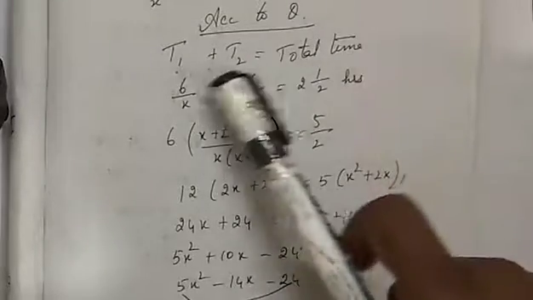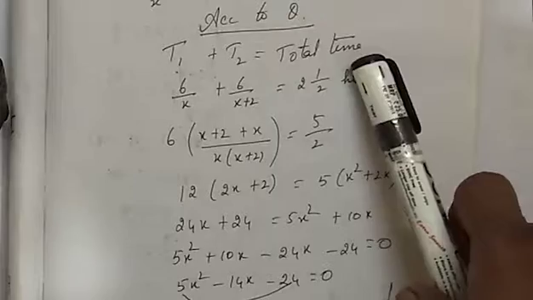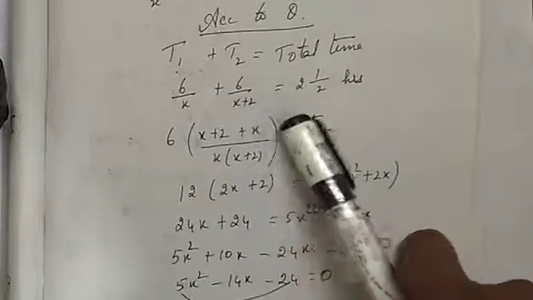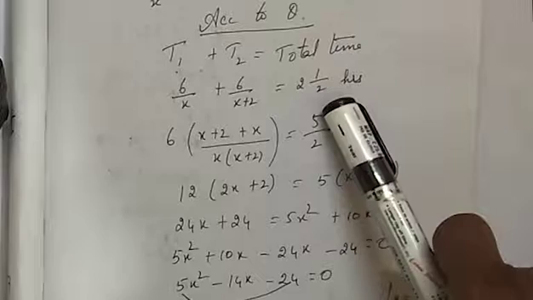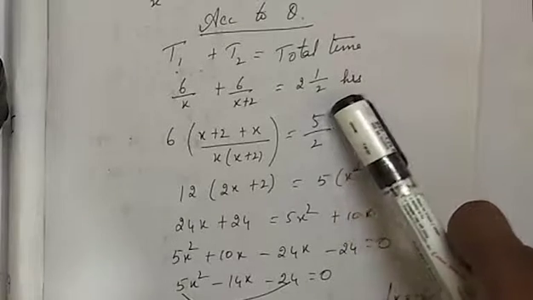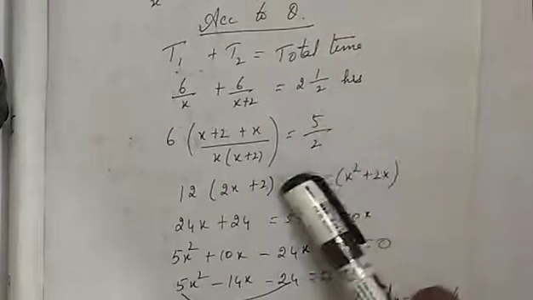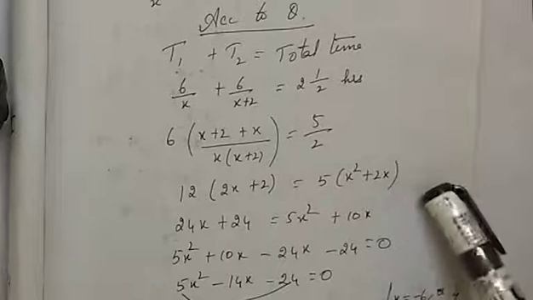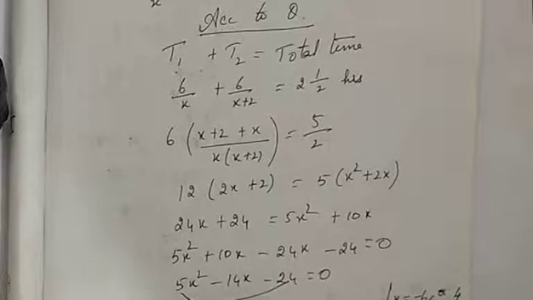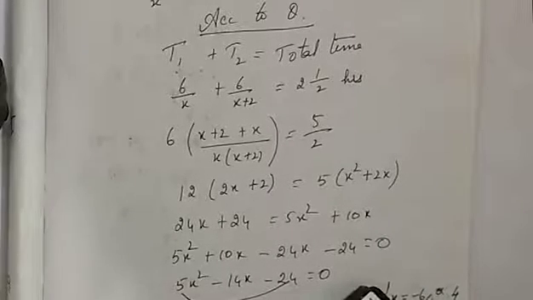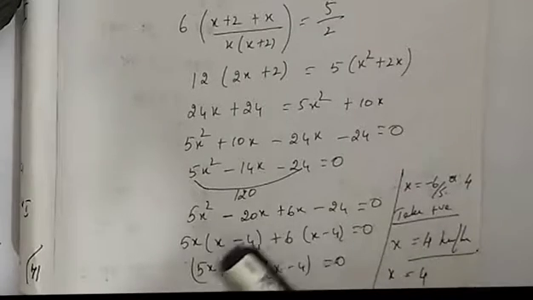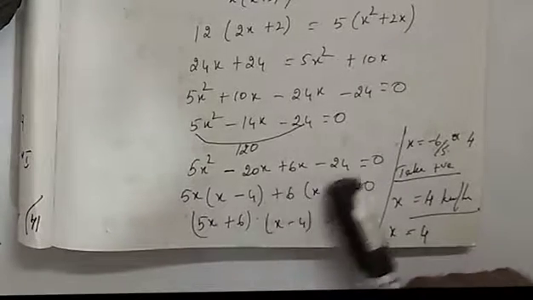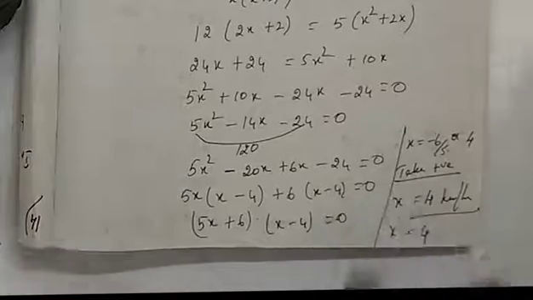So T1 plus T2 is equal to total time, 6 upon x plus 6 upon x plus 2 is equal to 1 upon 2. Now take LCM and cross multiply and bring it to the quadratic equation. 5x square minus 14x minus 24 is equal to 0. Now split the middle term. 5x square minus 20x plus 6x minus 24 is equal to 0.